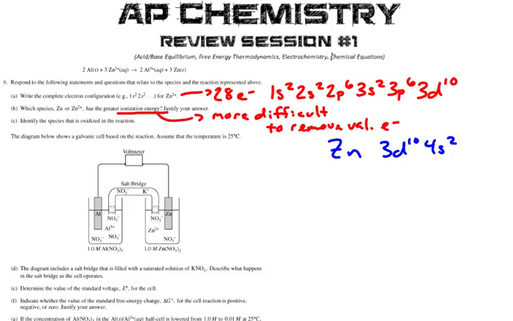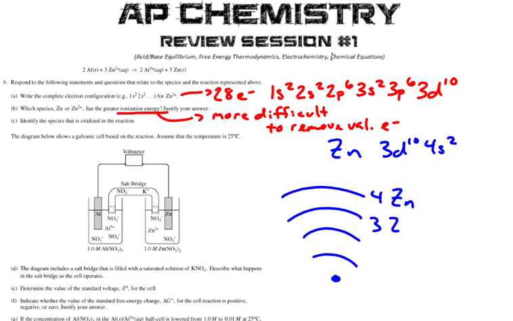So who has the greater ionization energy? The Zn2 plus. Why? Because you've got the 3, you've got the 4, you've got the nucleus. This is your Zn out here. This is your Zn2 plus. It would be more difficult to remove an electron closer to the nucleus than further away from the nucleus. So the answer is Zn.